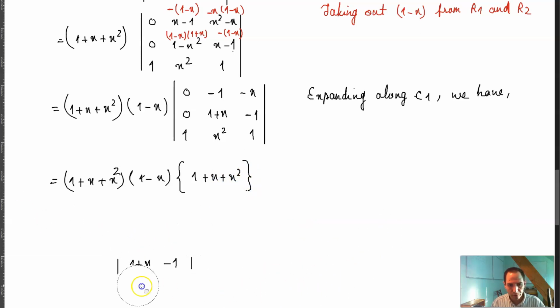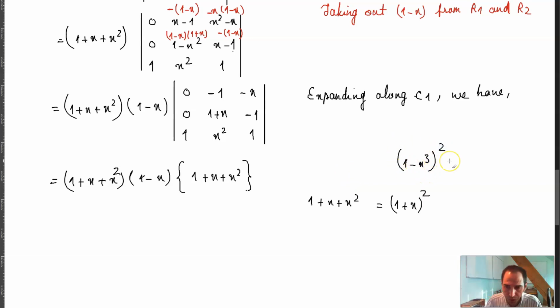So that is the same thing as, now our RHS was 1 minus x cubed whole squared. Okay, so now it seems to me that we have actually made a mistake here. And that is when we took out the 1 minus x from R1 and also from R2, that means that you are taking 1 minus x out twice, which gives you 1 minus x raised to the power 2. And then you have 1 plus x squared times 1 minus x whole squared. And that has to be written in this form, 1 minus x cubed whole squared.